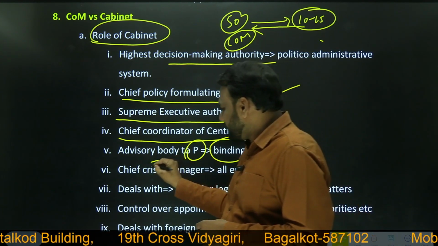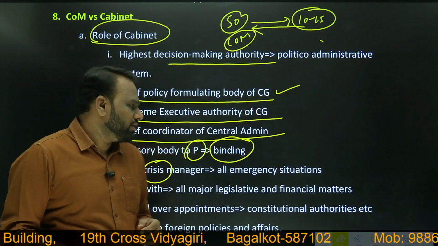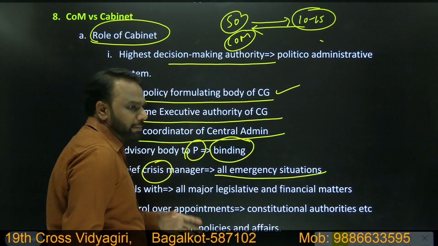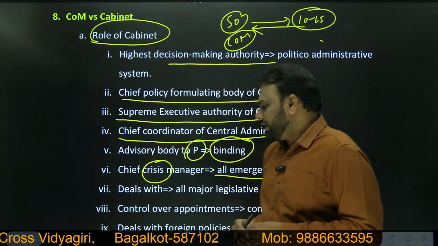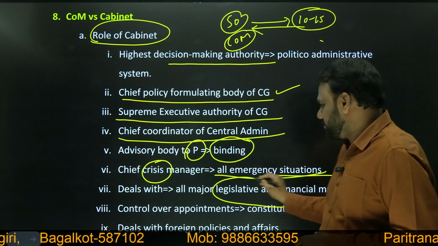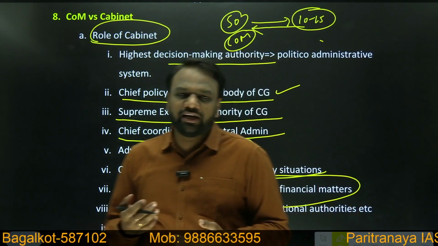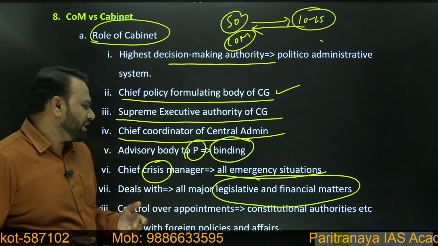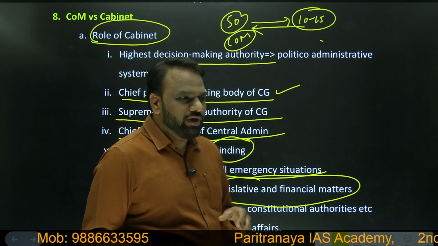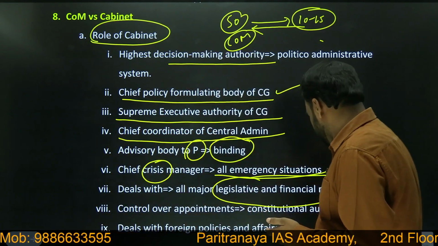Next, whenever there is a crisis, which is the chief crisis manager? During all emergency situations, it is the cabinet. Next, it deals with all major legislative and financial matters. Later on we shall see how exactly it deals with them, but it is the most powerful body when it comes to both legislative as well as financial matters.